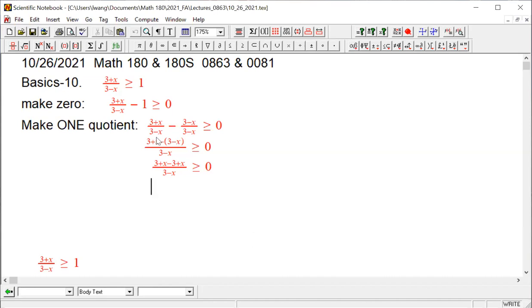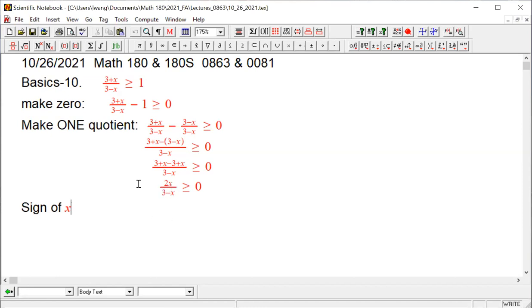Okay? And now we can reduce it because 3 minus 3 makes 0, x plus x is 2x. So 2x over 3 minus x greater than or equal to 0. One quotient. So now we can practice the sign, right? So you're going to work on the sign of x. Then you say, how about 2x? Are x and 2x the same sign, right?